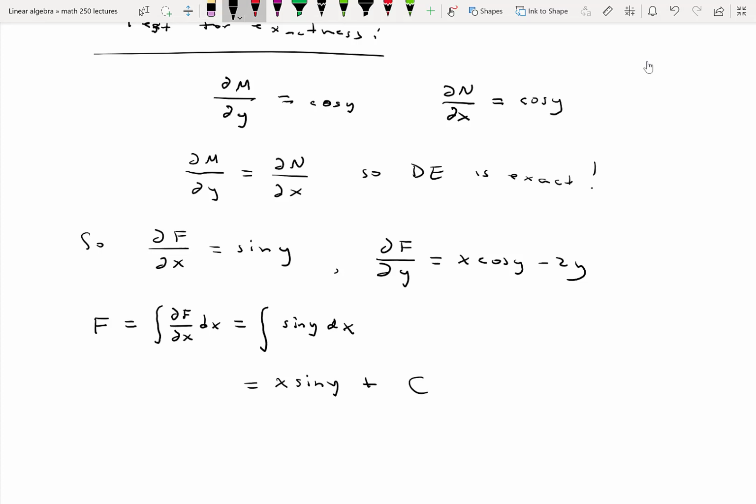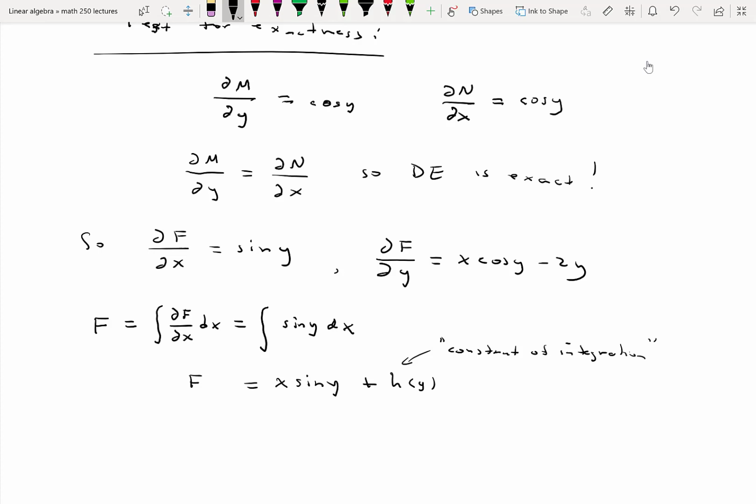So the constant of integration will not be a constant. It will be any function of y. I'll justify that again in a minute. So this constant of integration is not a constant. I'm going to put it in quotes, "constant of integration." It's not necessarily constant. It's a function of the variable that was held constant.